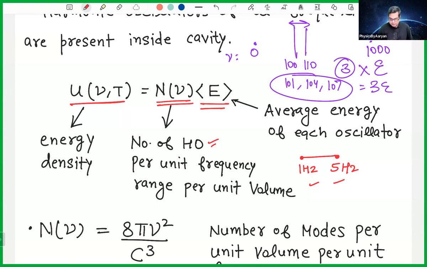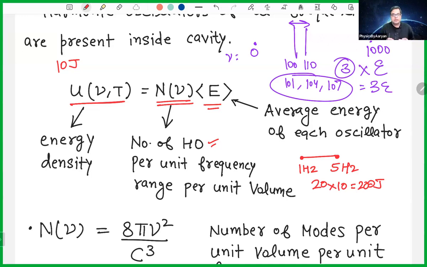And the second thing is, what is the energy of every oscillator? So let's say the energy of every oscillator is 10 joule, and there are 20 oscillators which are oscillating between 1 to 5. It means how much energy is there between 1 to 5? 20 into 10, which is 200 joule of energy is there between 1 to 5. And that is your energy density.